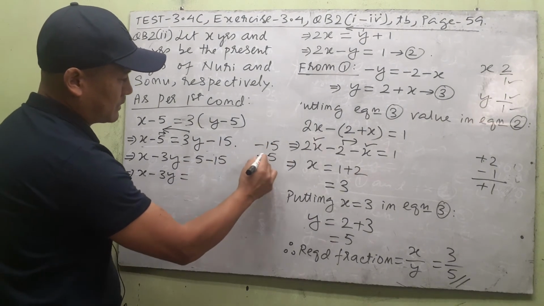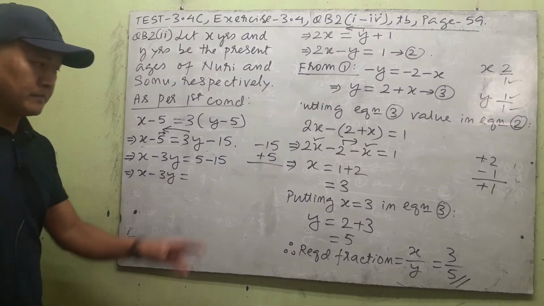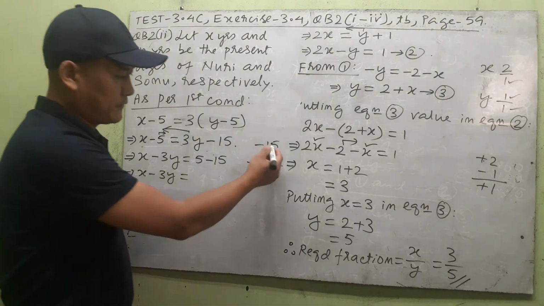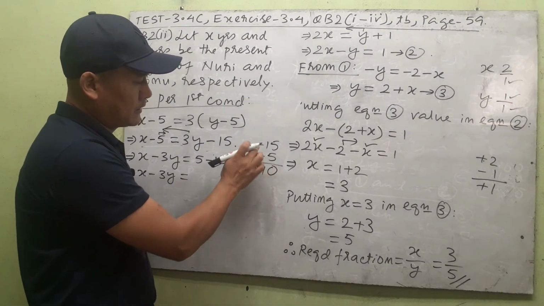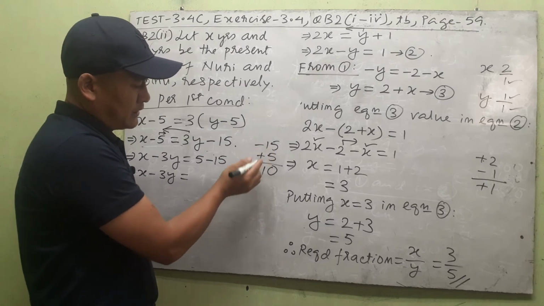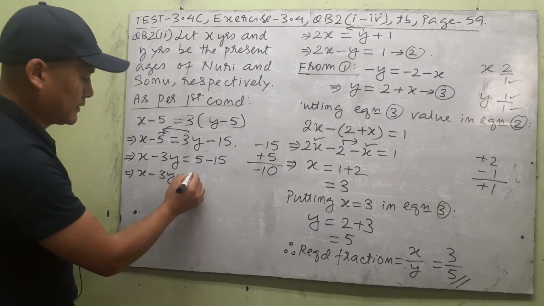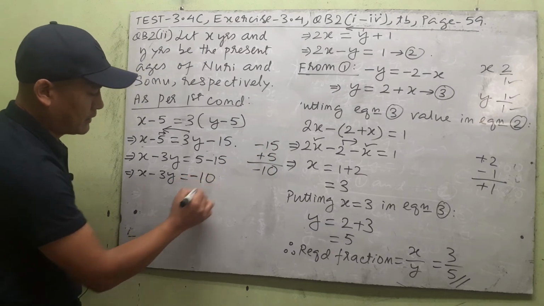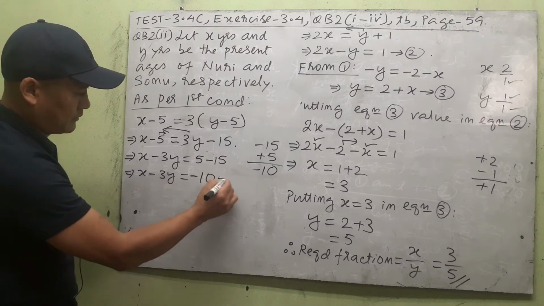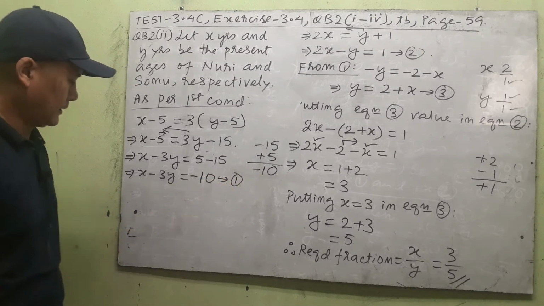So X minus 3Y will therefore be equal to the bigger absolute value, minus 15, and the smaller one, with no sign in front, is plus 5, so subtract, because minus plus is subtract. So 5 minus 5 is 0, and here 1. The bigger number has a minus sign, so this 10 also will have a minus sign. So 5 minus 15 is minus 10. So this is equation number 1, let us say.